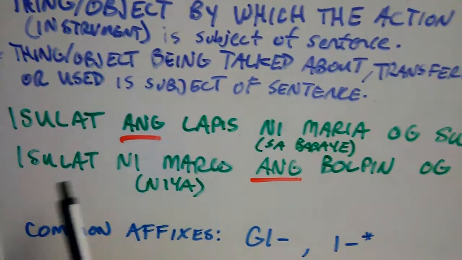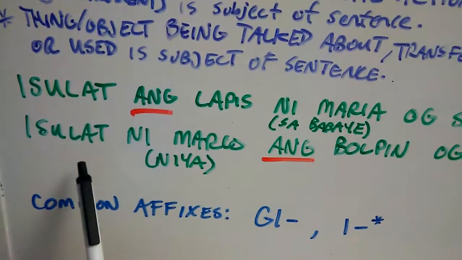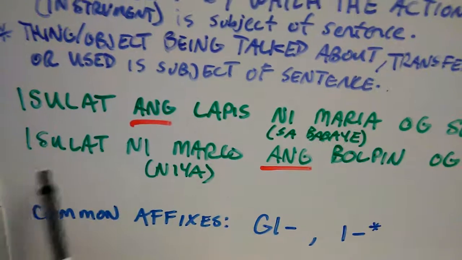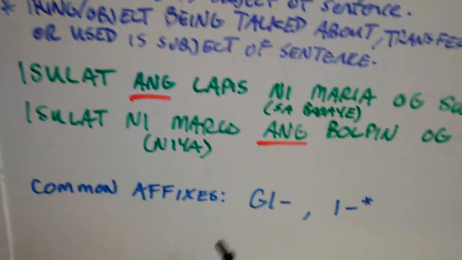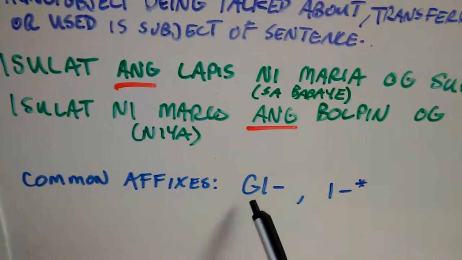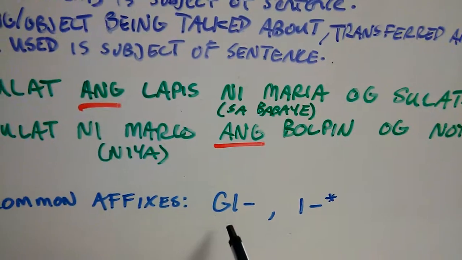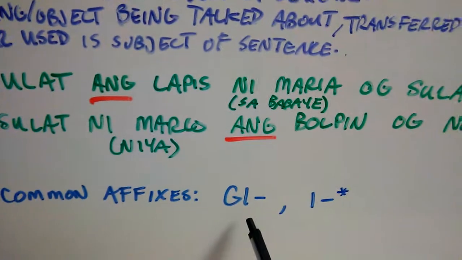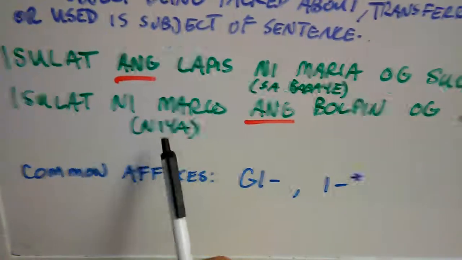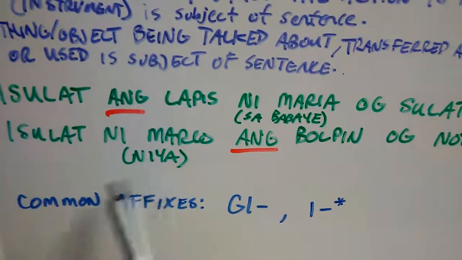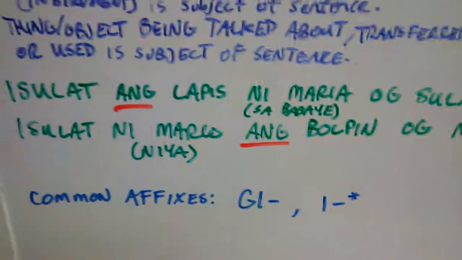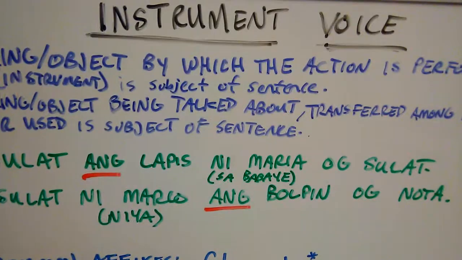For example, isulat, meaning someone is telling you to write. Someone is commanding you to write. It's an imperative that you write, right? And again, gi is also used. But remember, when you're going to use gi, you have to use the ergative case for it, right? Gisulat niya. Gisulat ni Marco. So it makes sense that way. And that's it for this instrument video.